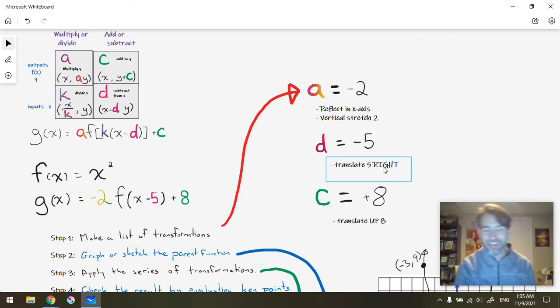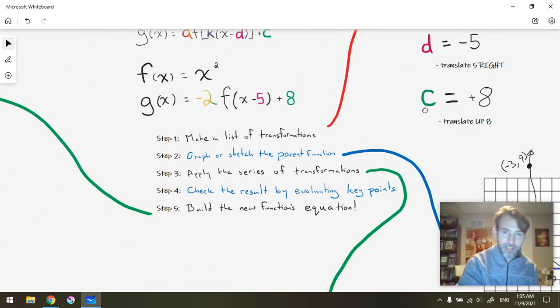Okay, so is that your right? No, it was your left. You're right. Okay, so it moves it 5 to the right, and then the C moves it up 8. Okay, so we've got a list of our transformations.